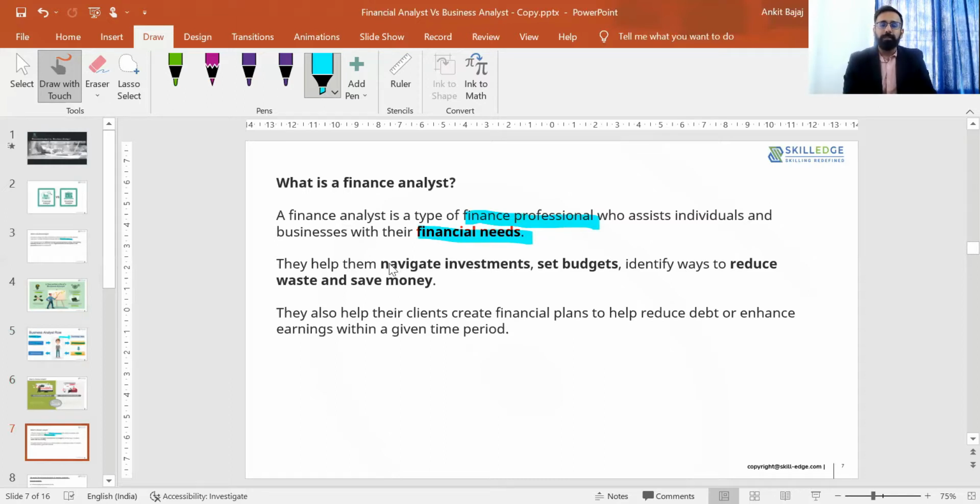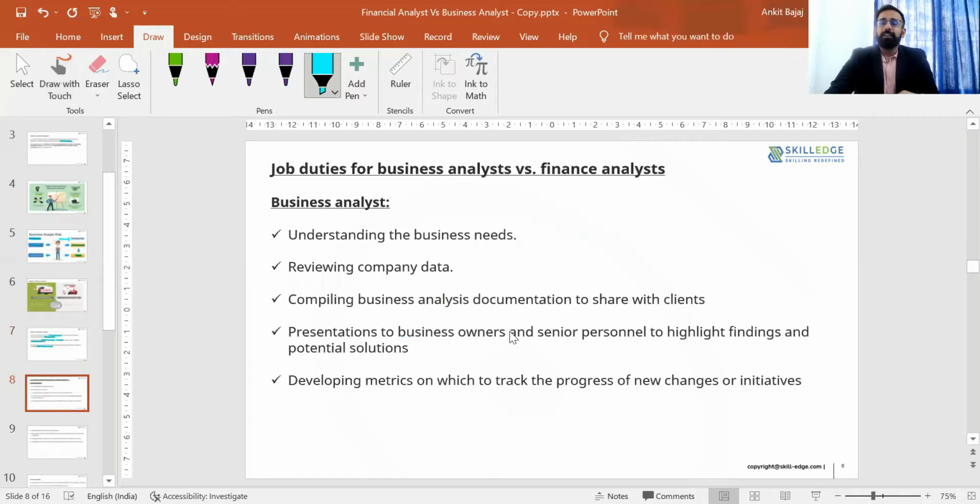So they will be assisting with finance-related things. They help them navigate investment, set budgets, identify ways to reduce waste and save money, right? So basically they will be focusing on how they can save the money of any organization. They also help their clients create financial plans to reduce debt or enhance earning within a given period of time, right? So they will be focusing on how they can increase revenue and decrease cost, right?